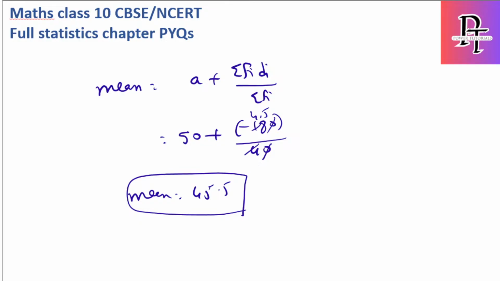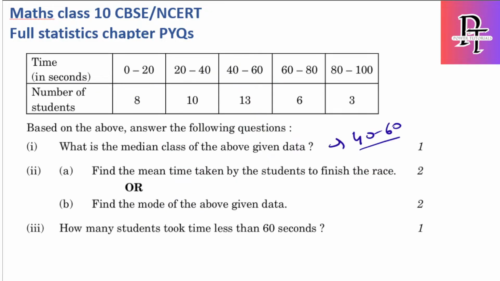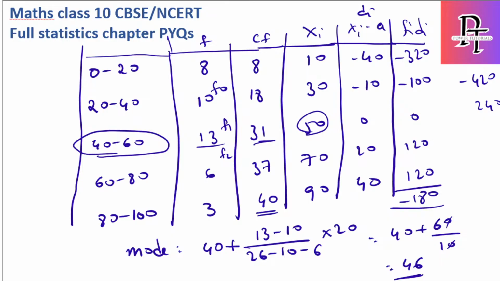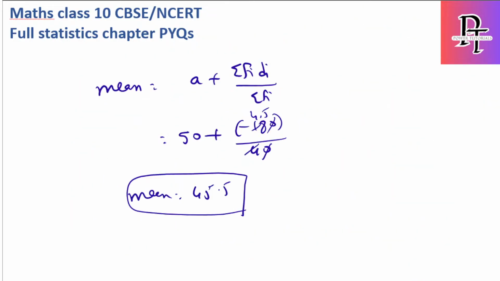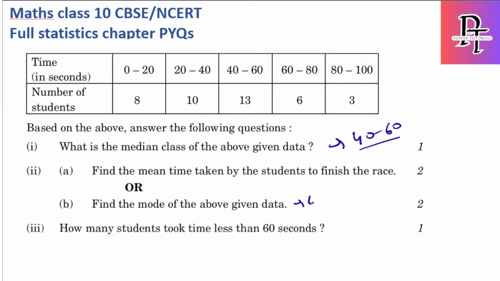Always, as I mentioned, while completing the ending part, make sure to box the answer. Okay, we got the mean and mode values. Mode is 46, mean is 45.5. As here OR is mentioned, make sure to write either A or B, don't write both. But for your convenience only, I have written both the solutions, that is mean and mode, but in an exam paper, make sure to write only one, don't write both.